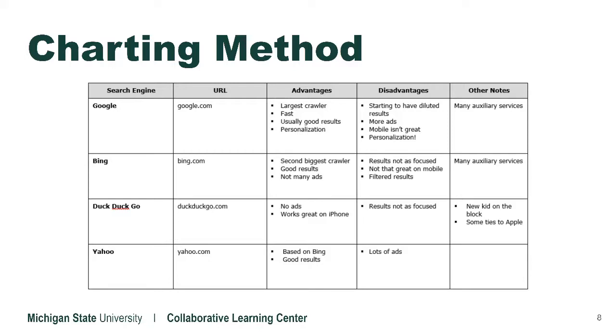So this one is talking about different search engines, and then comparing the URLs, advantages, disadvantages, and other notes. But it can be applied to any topic. You can do different theories in psychology. You can do different types of cells in biology. Basically anything you can think of.